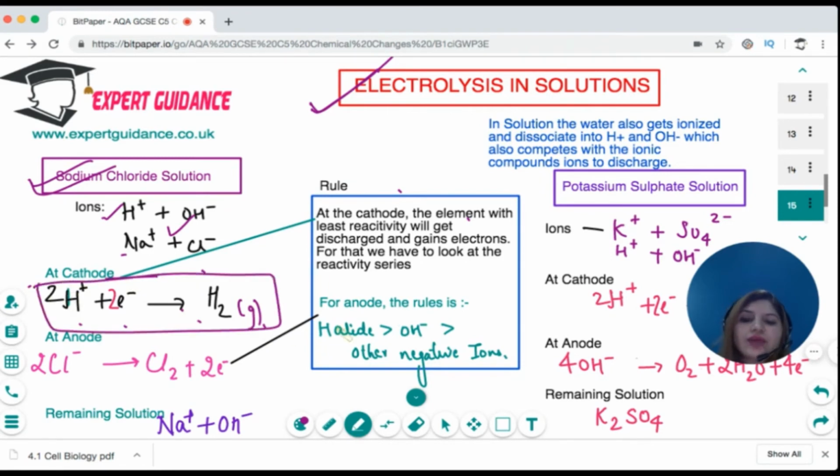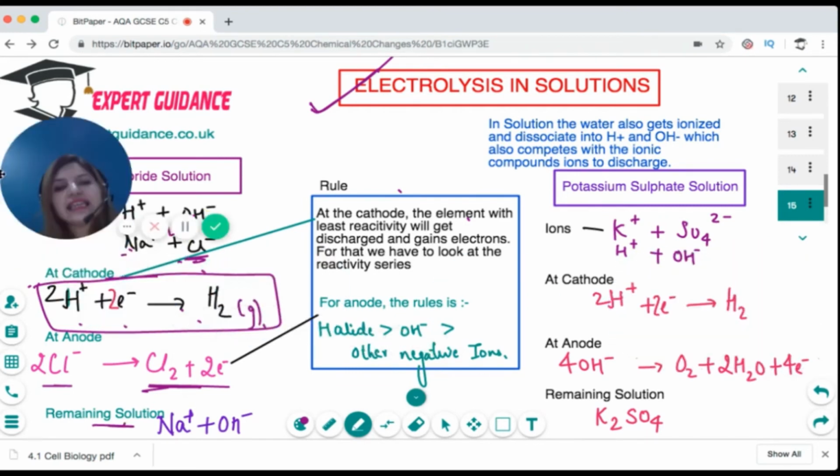At the anode, the rule says always the halide ion loses an electron first, followed by the hydroxide ions and any other negative ions after that. So you need to remember this rule. So here we have a halide ion, so Cl- will convert into chlorine plus 2 electrons. So we are left in the remaining solution with Na+ and OH-, which did not win and remain in the solution. Let's take another example.